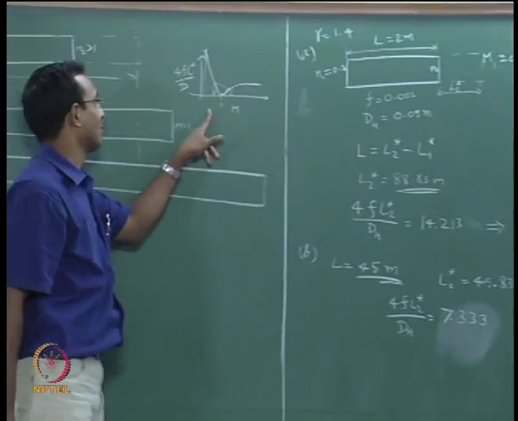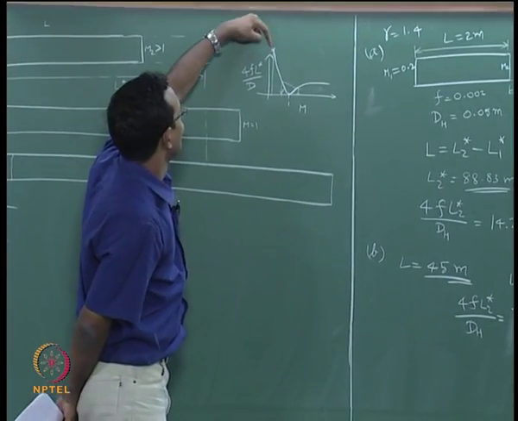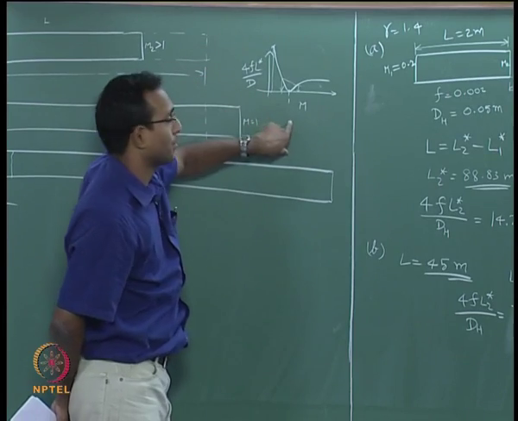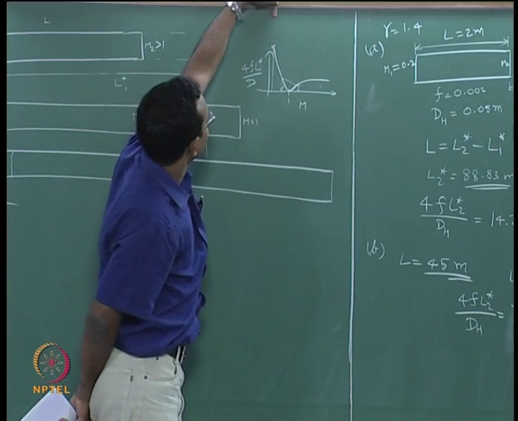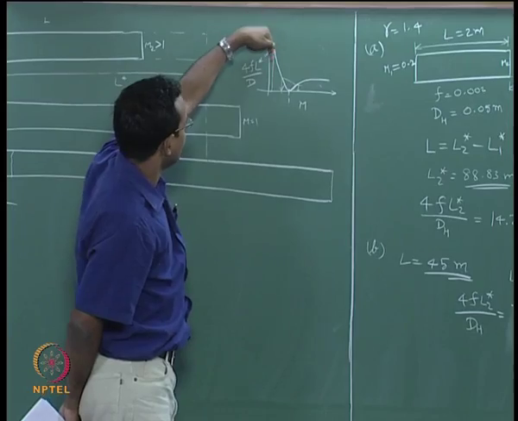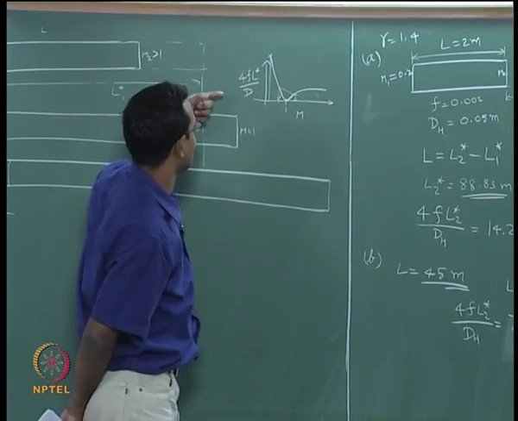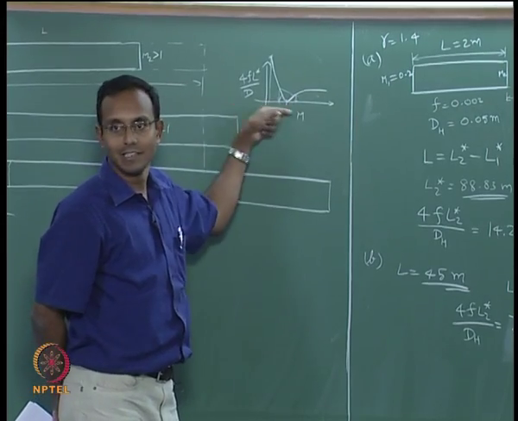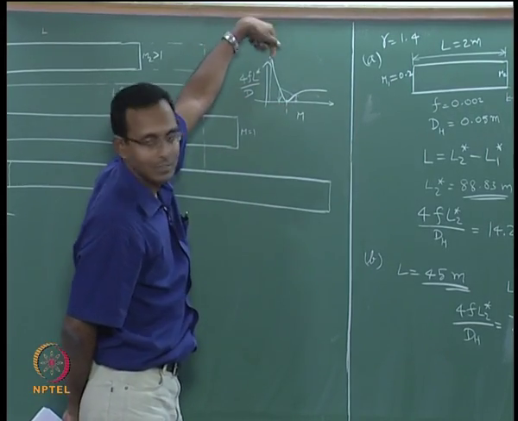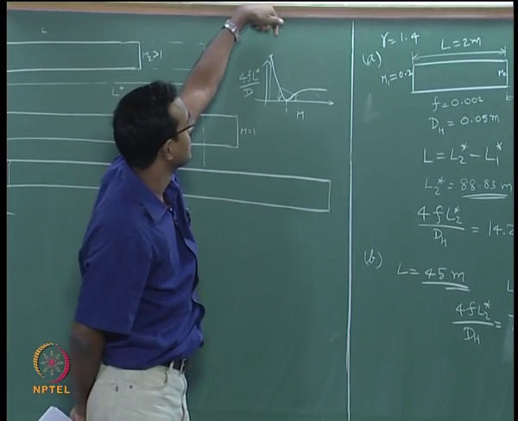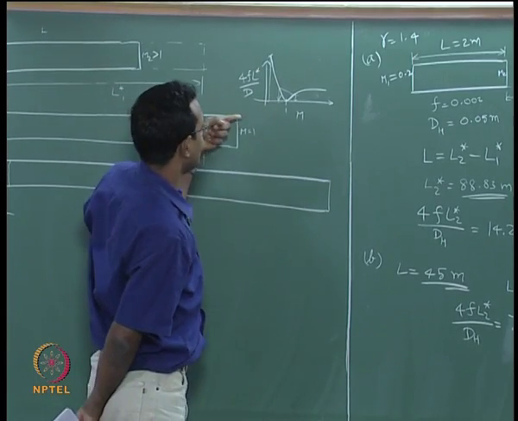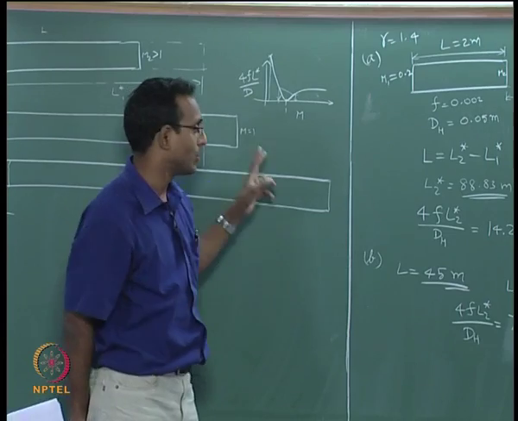I will go back to this curve. I am having 4f L star by d versus Mach number. This curve is very steep at the beginning and then it turns to become shallow. Only when it is shallow will there be too much change in Mach number. Till that time the change is only in L star, L basically. Okay, the change is mainly in the length of the duct, not much change in M. That is what is currently happening.